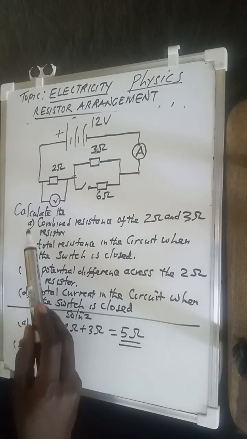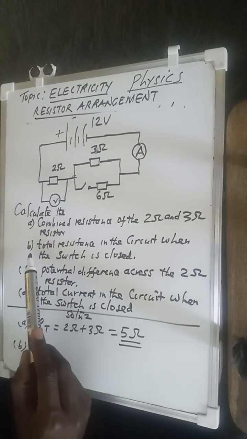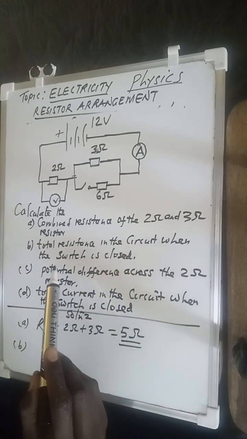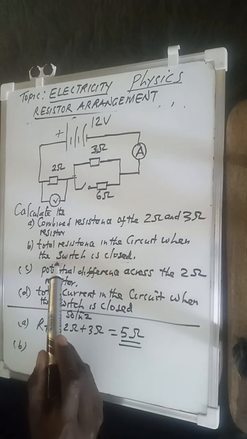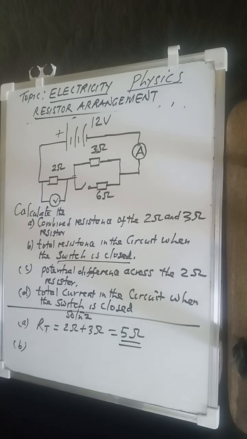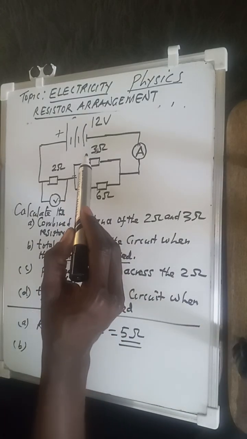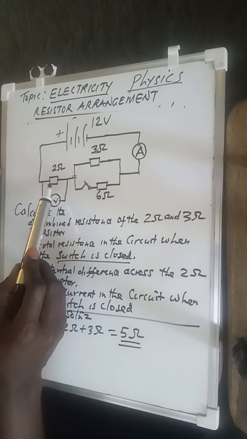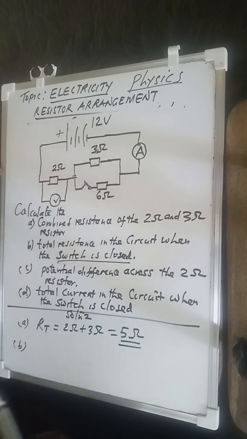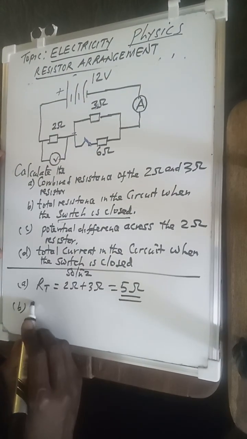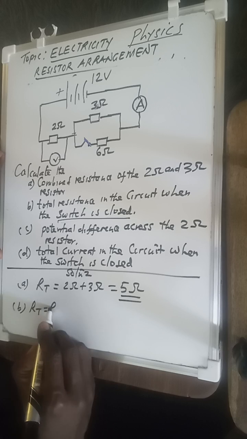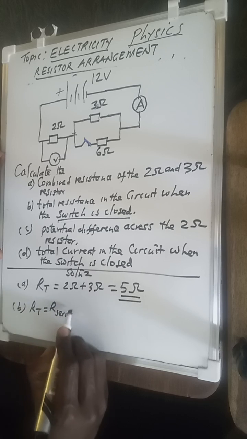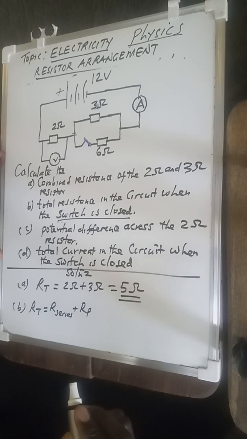All right. Then B says calculate the total resistance in the circuit now when the switch is closed. So now they are saying when the switch is now closed. So meaning if we now close this switch there, what will be the total resistance? Well, if the switch is closed, it simply means the 3 and the 6 are now arranged in parallel, as compared to the 2 which is now going to be in series. So how do you calculate the total resistor? Well, remember total resistor to be the resistor in series plus the resistors that are in parallel.